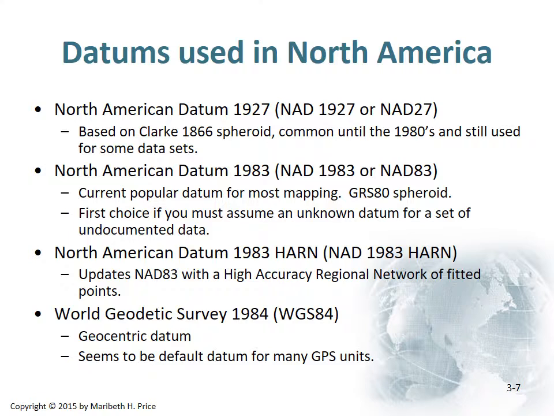Anyhow, and another one that we commonly use for geographic data is the World Geodetic Survey, WGS 84, which is a worldwide datum. And for most GPS, handheld GPS units, this seems to be the default datum that is used for them, but you can't count on that.